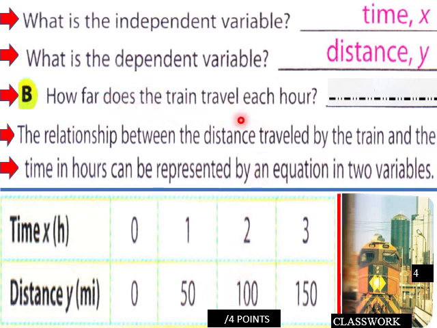And then B, how far does the train travel each hour? 50 miles here. 1 hour is 50 miles. So this is the way that you can determine how to write an equation in two variables from a table.